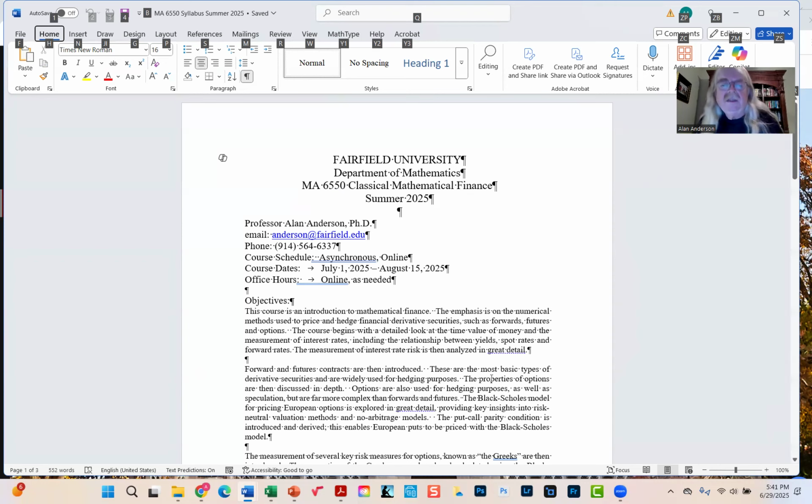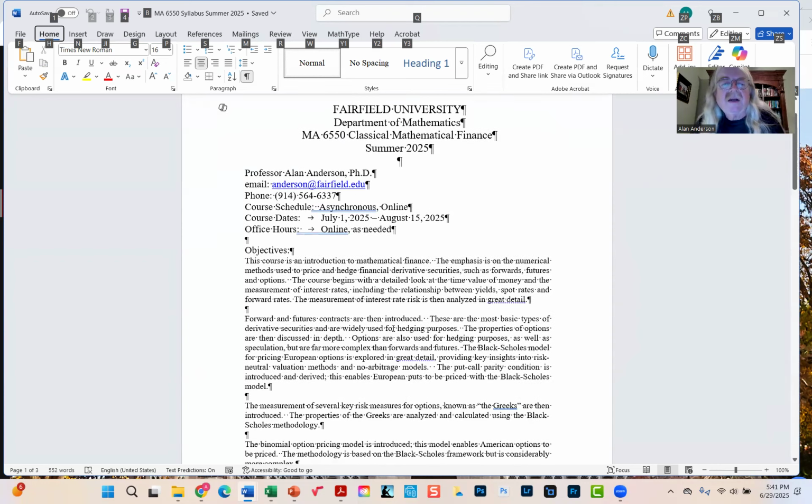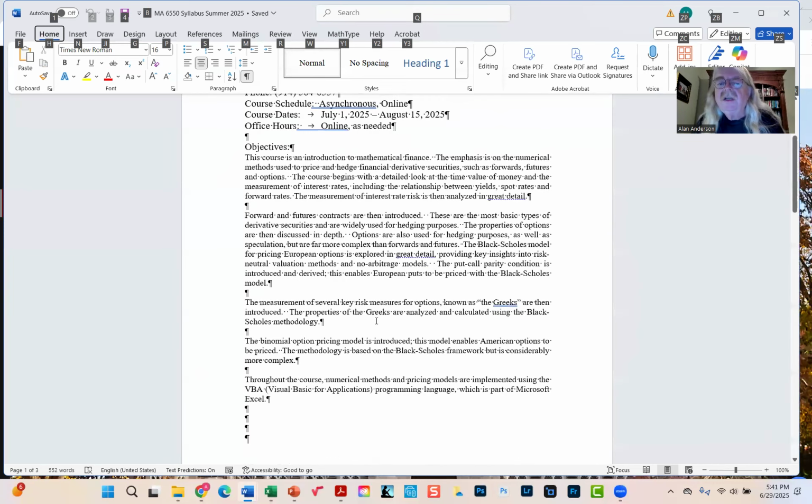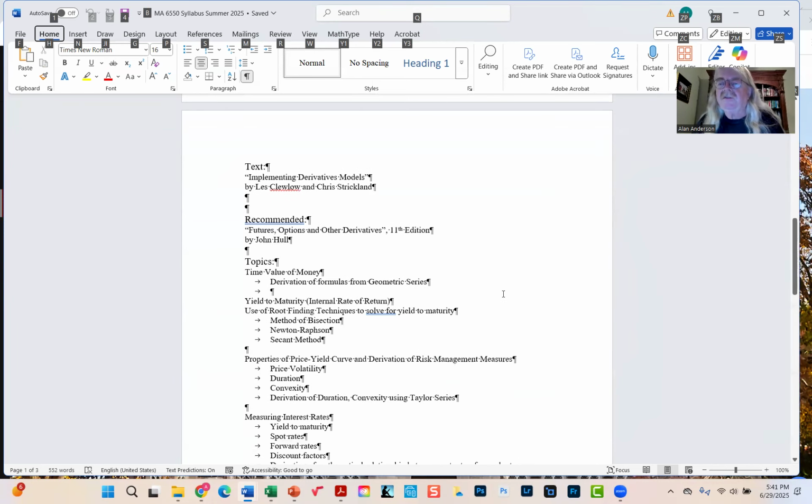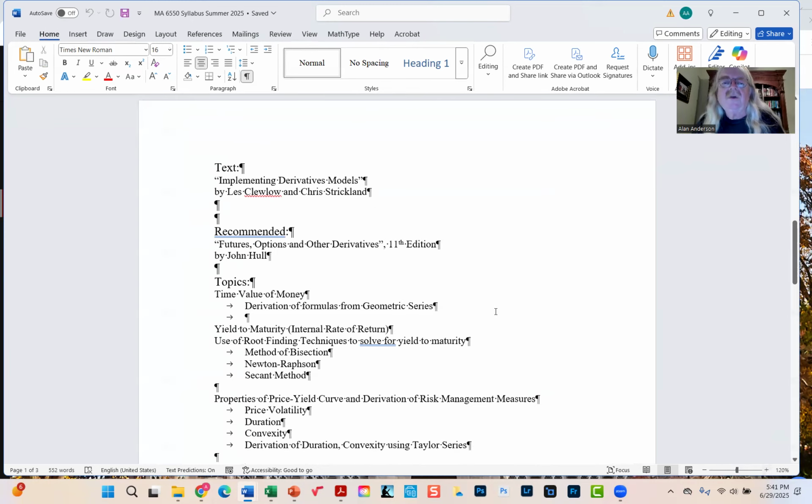Now, here in the syllabus, it talks about what's going on in this course. This is an introduction to mathematical finance. Sometimes it's called financial engineering. It has other equivalent names, but basically what we're focusing our attention on is the pricing of different types of securities in the marketplace and the strategies that are used to hedge risk with these different derivative securities.